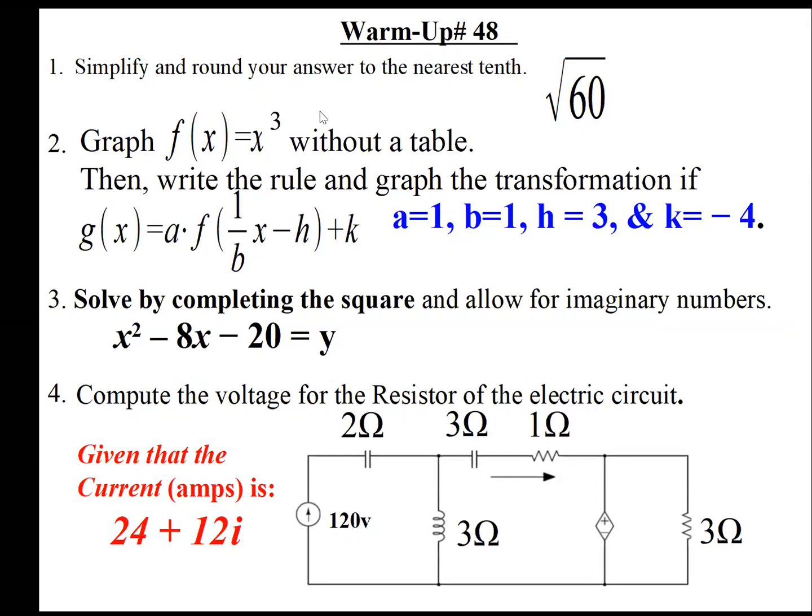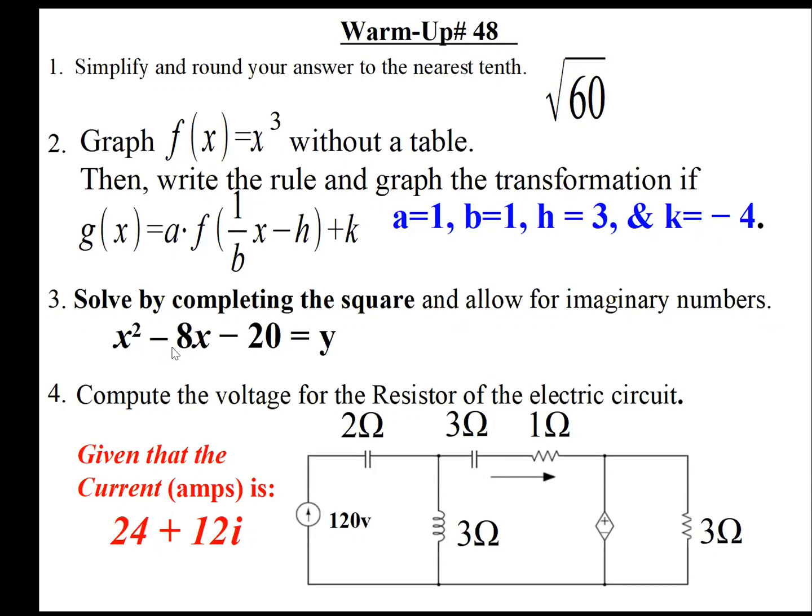Number one says simplify and round your answer to the nearest tenth of the square root of 60. Number two reads graph f of x equals x cubed without a table. Then write the rule and graph the transformation if g of x equals a times f of (1 over b)(x minus h) plus k, given the parameters a equals 1, b equals 1, h equals 3, and k equals -4.